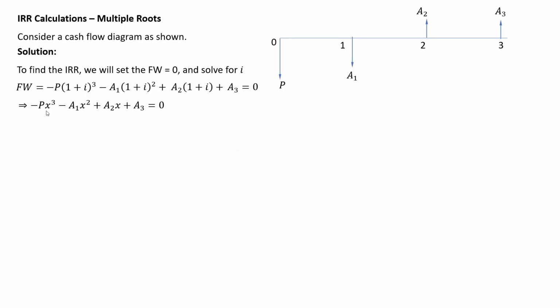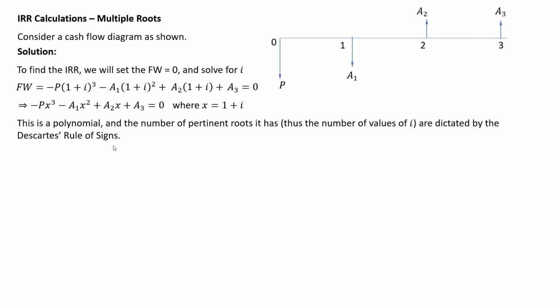Now, I would rather just say x equals 1 plus i, so that it looks like a familiar math thing, a third degree polynomial, or a cubic polynomial, where x equals 1 plus i. This is a polynomial, and the number of pertinent roots it has, thus the number of values of i, are dictated by Descartes' rule of signs. There are many things here that we need to look at. The number of pertinent roots.